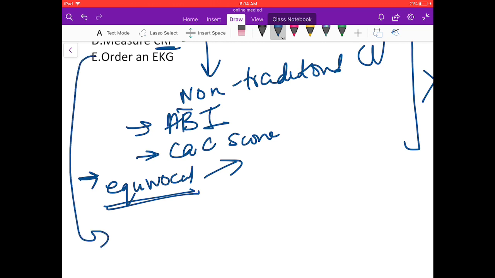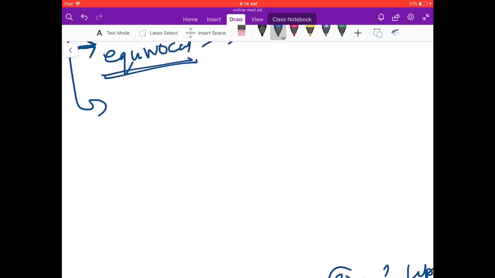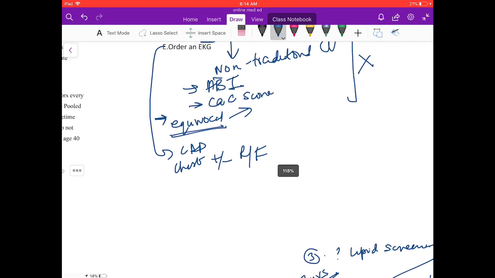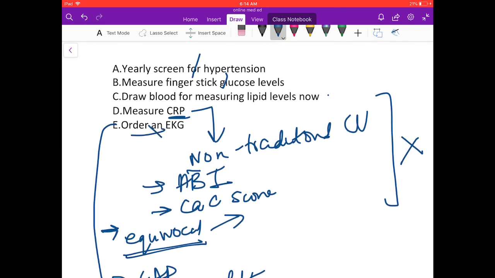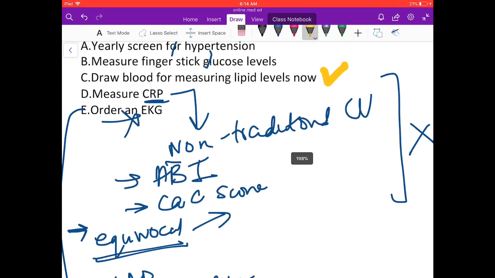And as for ordering an EKG, it has absolutely no utility for predicting CAD in a patient without any signs of chest pain, whether or not he had risk factors for cardiovascular disease. So that is also definitely the wrong answer. So I think we have narrowed down our right answer here, which may not be the perfect answer, but it's the best among these options. And I think this is what is more important.